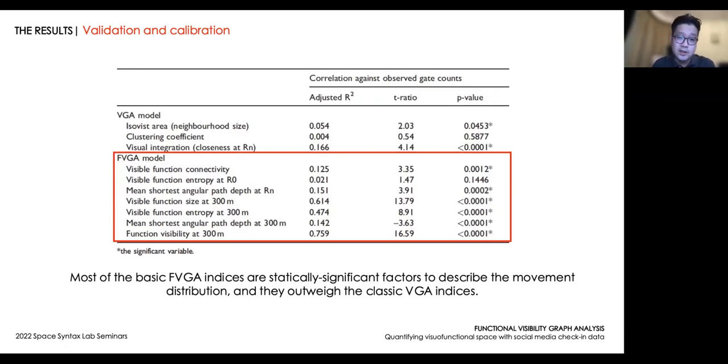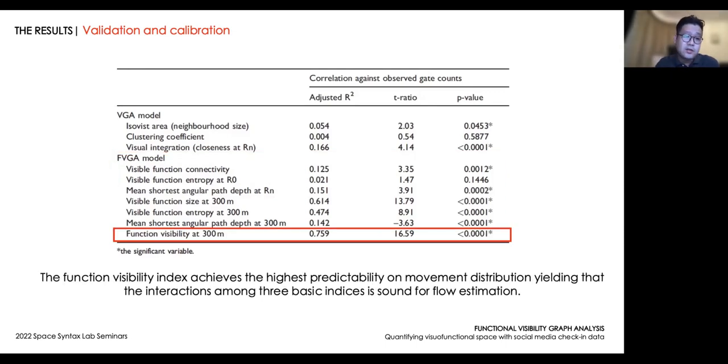as I have shown within the red box, are statistically significant in describing the movement distribution, and they outperform the classical VGA indices. And you will recognize that most of them are statistically significant, and they have a relatively higher adjusted R square. We also recognize that the functional visibility, which combines the three basic ones, achieves the highest predictability of the movement distribution. This suggests that the interaction among these three basic indices is sound for flow estimation. Otherwise, we cannot say that the way we combine them is the correct one.